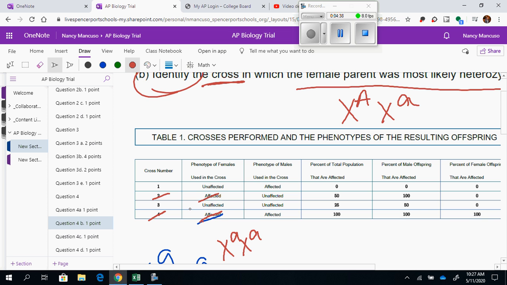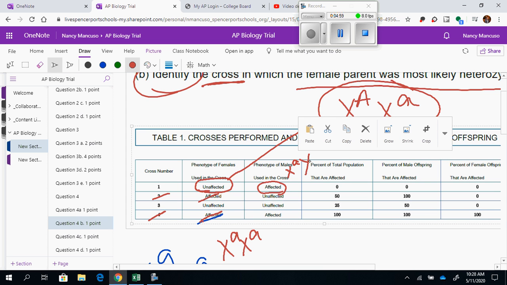So if the mom is heterozygous, X big A, X little a, and let's just look at cross 3. So if mom is unaffected and she's X big A, X little a, and dad is affected, that would mean he's X little a, Y.